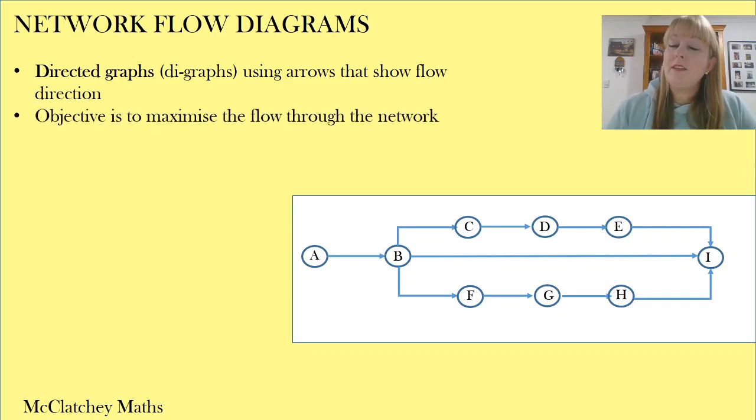Our objective is that we want to maximize the flow that takes place through our network. So we want to make sure that what we have coming in to our network, that our network is actually capable of handling that volume of traffic through that network, and that it's able to move right the way through to the end so we can maximize that flow.